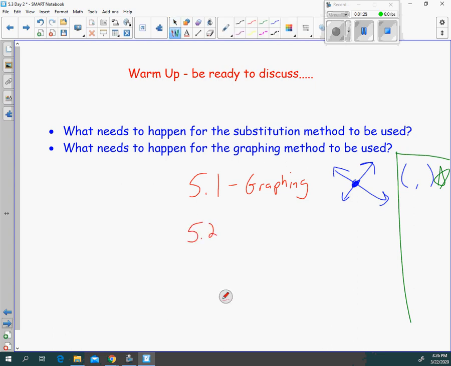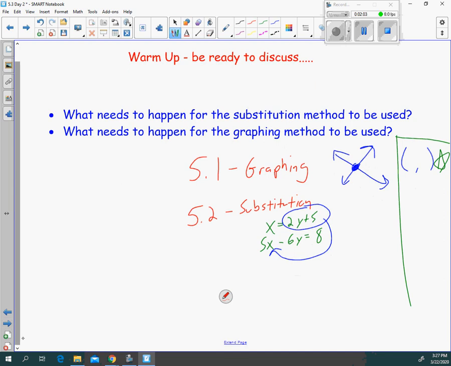5.2 was our first real one. That was on substitution. Substitution was where I had x equals 2y plus 5 and 5x minus 6y equals 8. Something like that. And where we took one of those and we plugged it in and we substituted it in for the other one. Okay? And then that got rid of one variable. Right? Well, 5.3, if you remember from yesterday, 5.3 is on elimination.